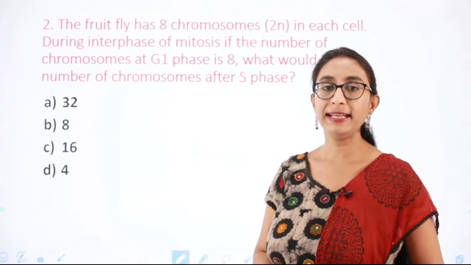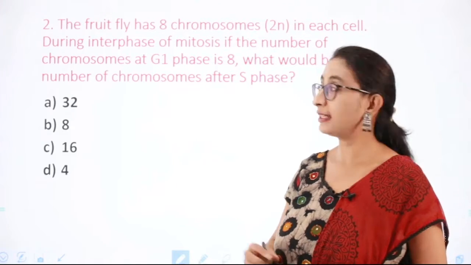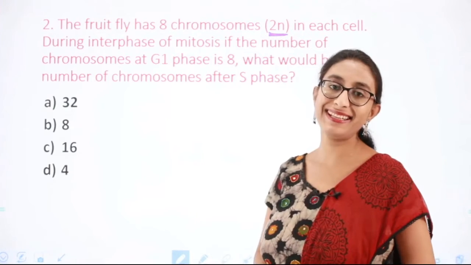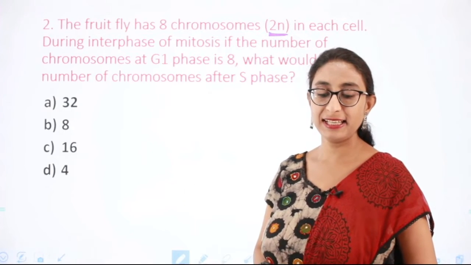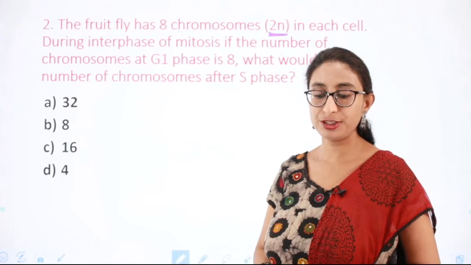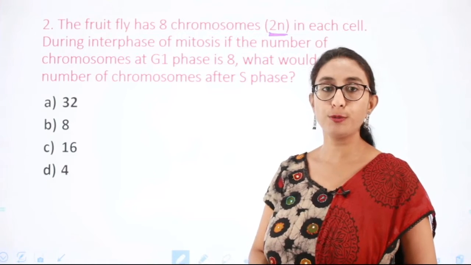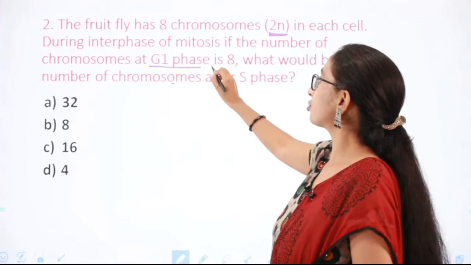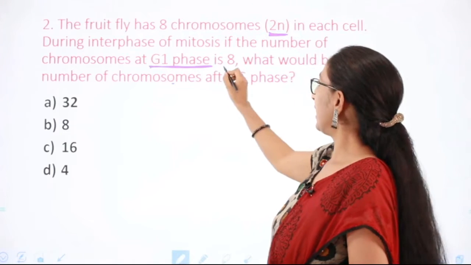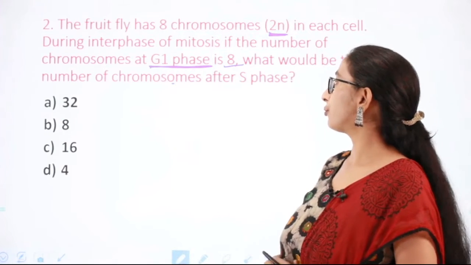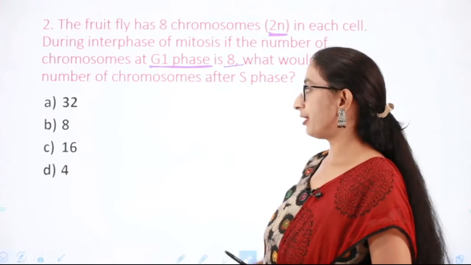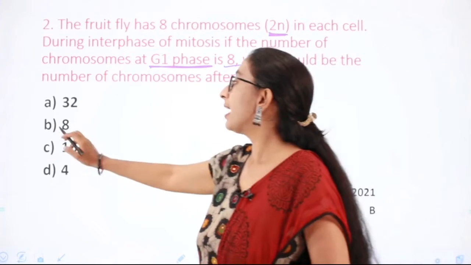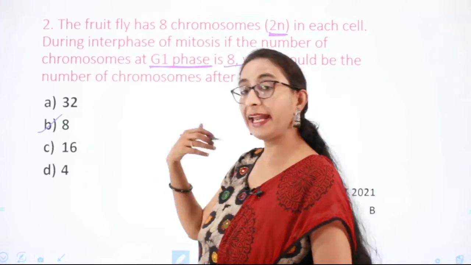The fruit fly has 8 chromosomes, that is, it is 2n, which means it is diploid in nature. In each cell, during interphase of mitosis, if the number of chromosomes at G1, that is the first phase of interphase, is 8, what would be the number of chromosomes after S phase? After S phase, it will be 8 only.